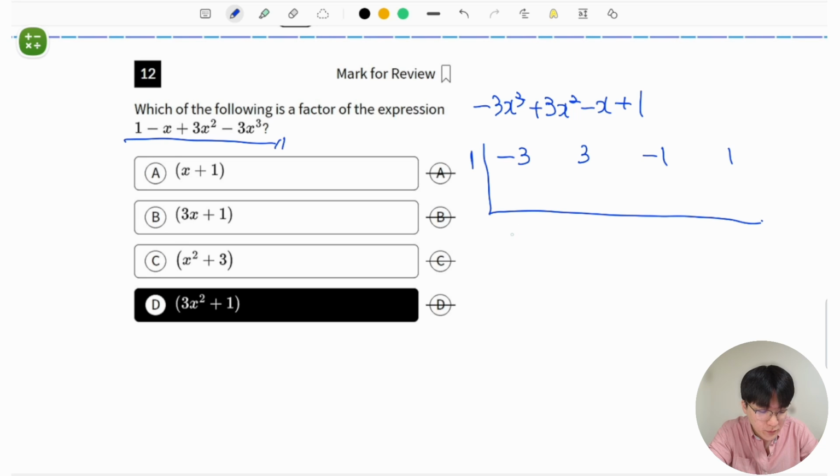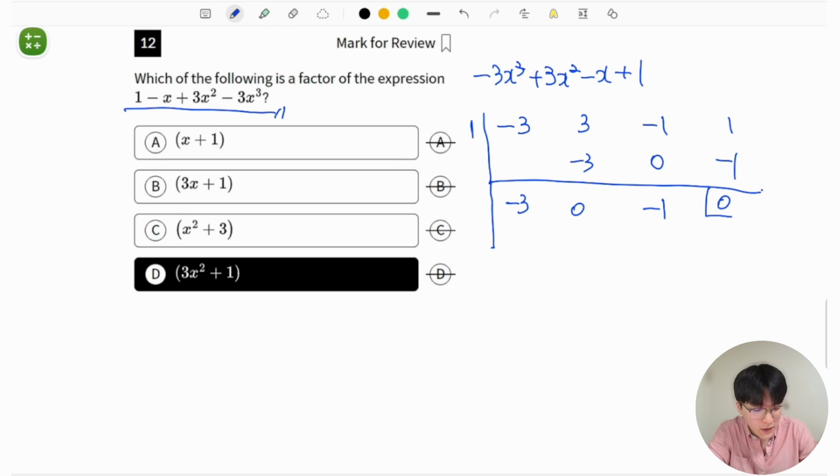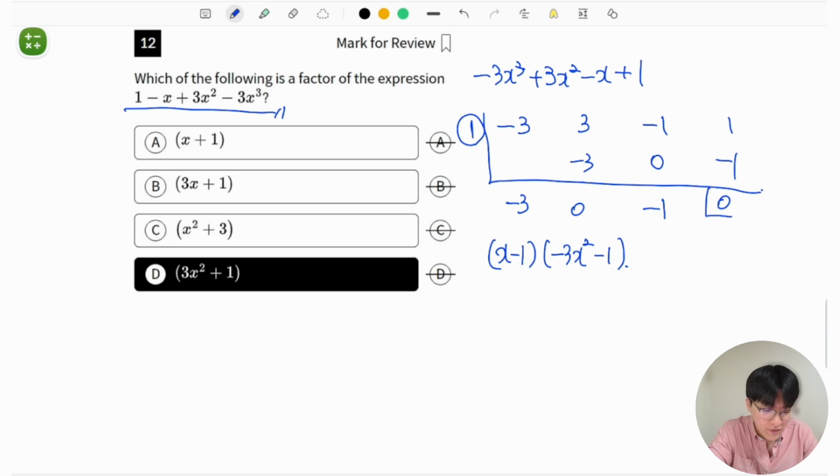Let's do synthetic division here. And we get 0. And therefore, we know 1 is a root, so x minus 1 is a factor. And we also know minus 3x squared minus 1 is also a factor.